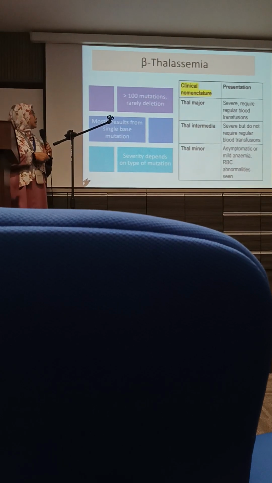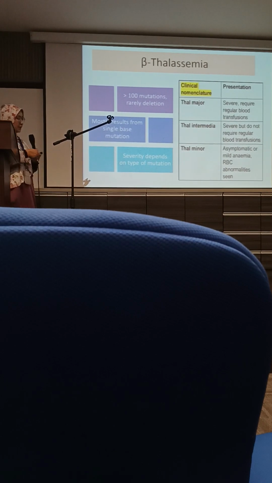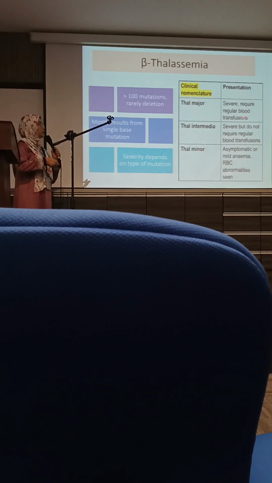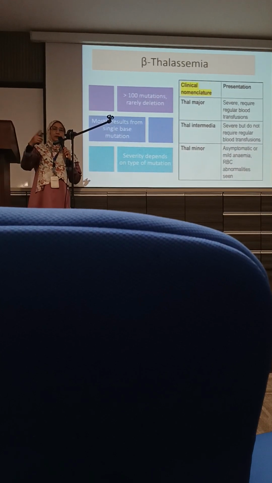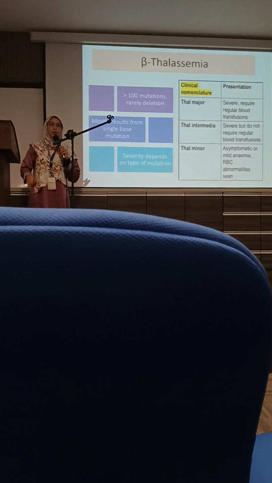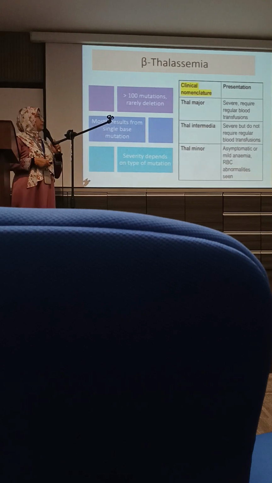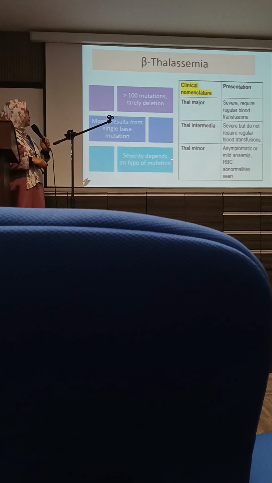So the clinical nomenclature for thalassemia, we divide it into major, intermediate, and minor. Thalassemia major, they are severe. They will require regular blood transfusion. Biasanya every 4 to 6 weeks, dia kena datang for transfusion, because we want to optimize their growth. Kalau tak, dia akan ada growth retardation.